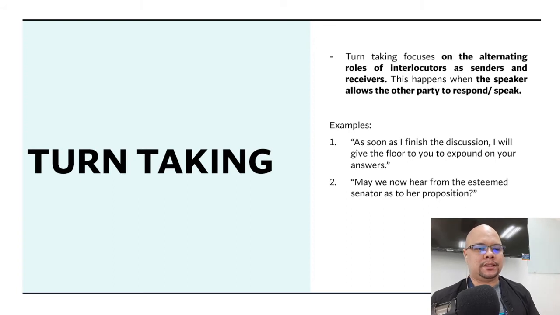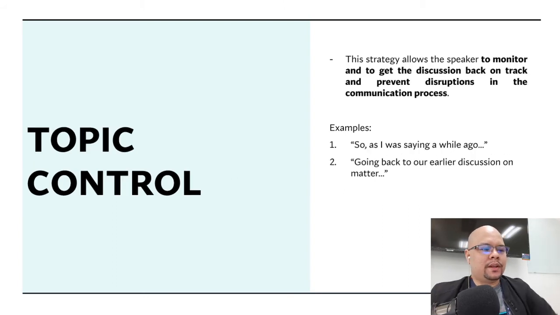Now, the second is, "May we now hear from the esteemed senator as to her proposition." So we are now giving the floor to somebody else to begin speaking, and then it will be our turn to listen. Okay, next is topic control. So this strategy allows the speaker to monitor and to get the discussion back on track. If in the case that restriction does not work and people get sidelined or sidetracked in the conversation, topic control is a way to get them back into the discussion and to reel them back in.